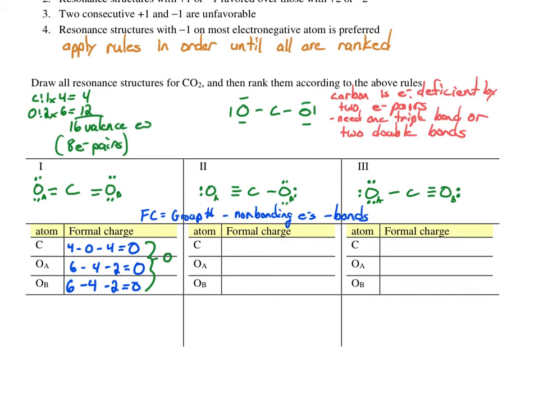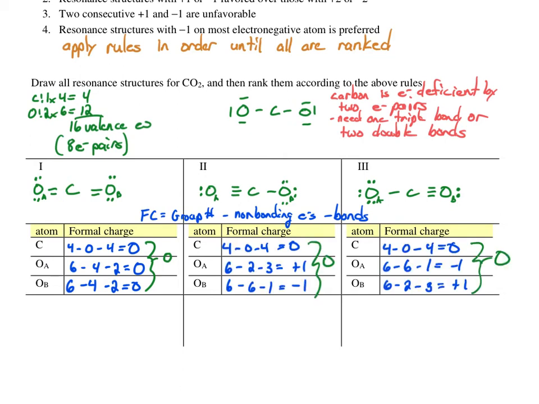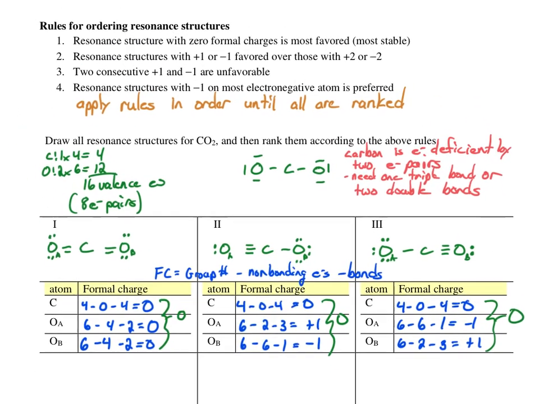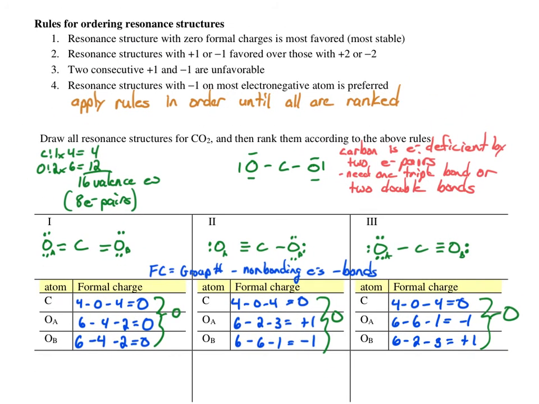I'm going to go ahead and assign formal charges for the rest of the atoms in the remaining 2 structures. All right, so I've done so. You can check my work. But we've assigned formal charges to each atom within each of these compounds. And now we're ready to apply the rules. The first rule says that the resonance structure with 0 formal charges is the one that's most favored, or in other words, most stable. That would be the case with resonance structure number 1. All the formal charges on each of these atoms are 0, so this is the most favored.